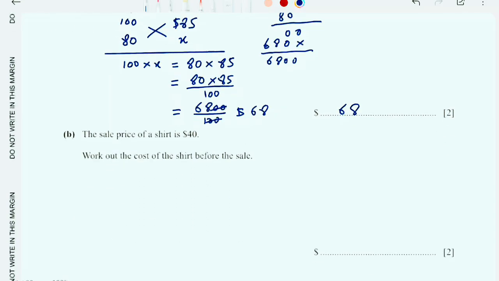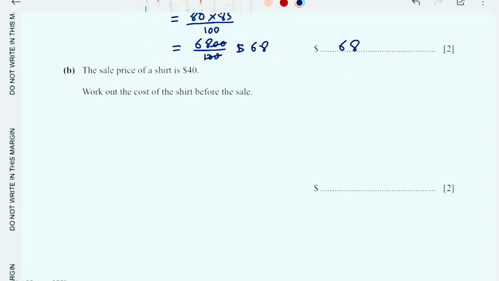B part. The sale price of a shirt is $40. Work out the cost of the shirt before sale. Now in this part the reduced price is given. It means that 80% represents $40. What would be the original price?